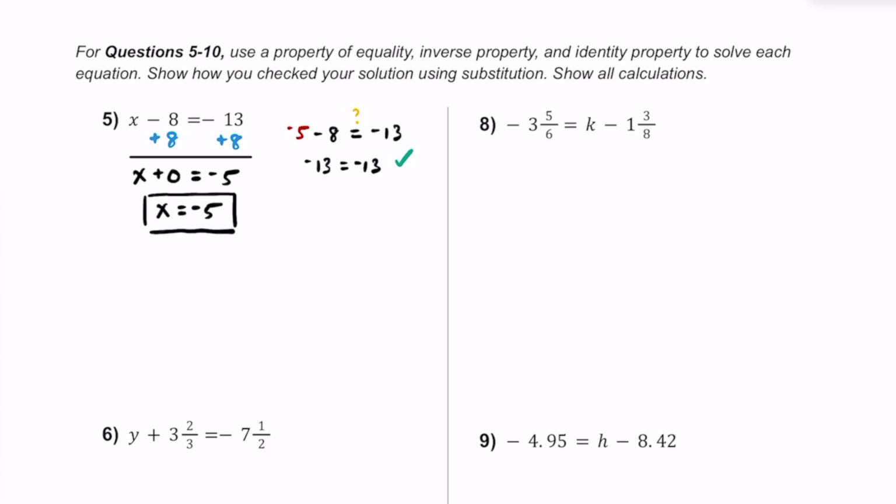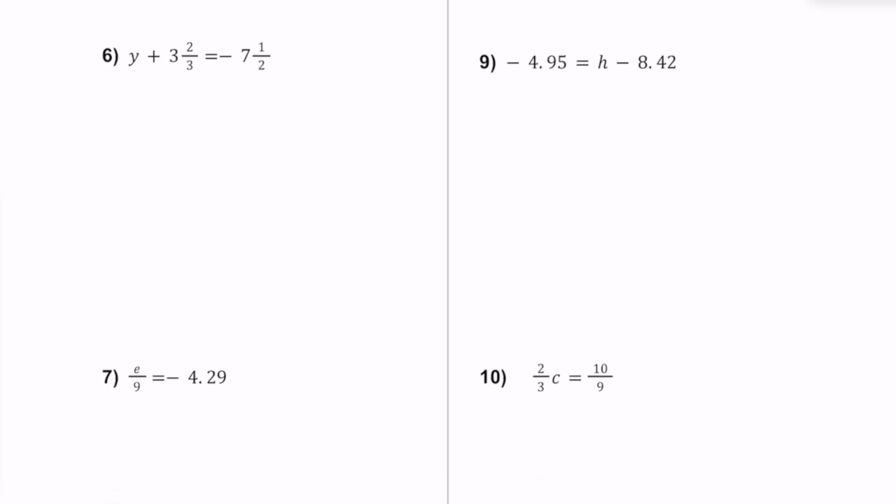Okay, let's check out number 6. For number 6, it looks like we have addition as the operation. So to get y alone here, let's subtract 3 2/3 from both sides of the equation. So if you're wondering, we are using the subtraction property of equality here. Okay, so we've got to make sure we subtract on both sides.